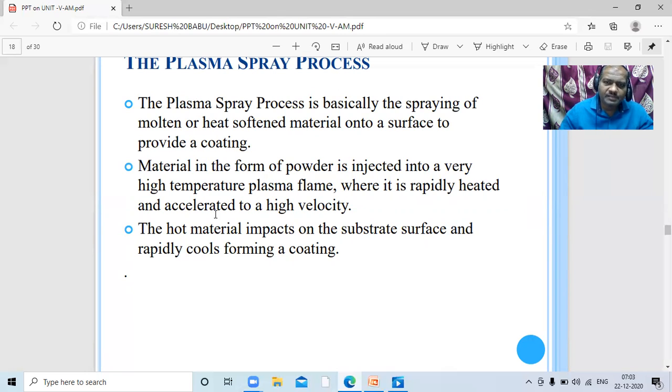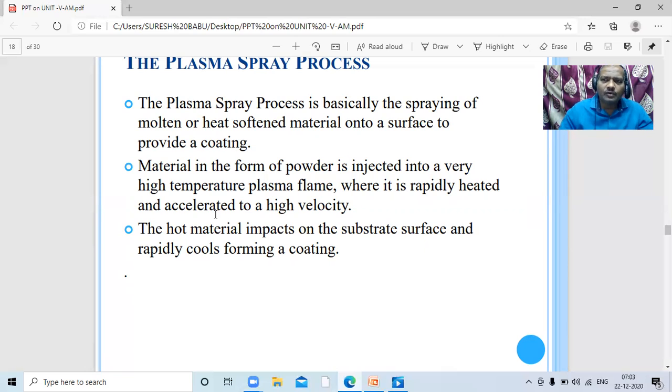So already I have explained this one. In the plasma stage, after hitting the powder on the workpiece, it is going to cool and form a coating. So the hot metal impacts on the substrate surface and rapidly cools, and thus completes the coating of the surface.